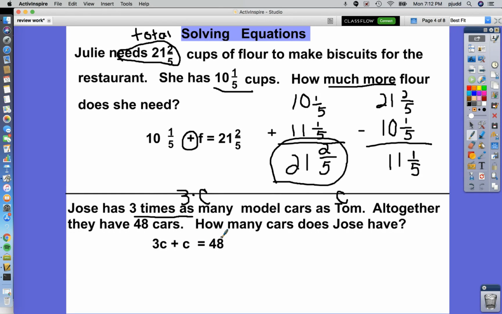Well, we've done a number of these over the past week and a half. So again, pause the video here for about a minute. And I want you to write out this equation and I want you to solve it. And then find the number of cars Tom has and the number of cars Jose has. Okay? 1 minute, go.